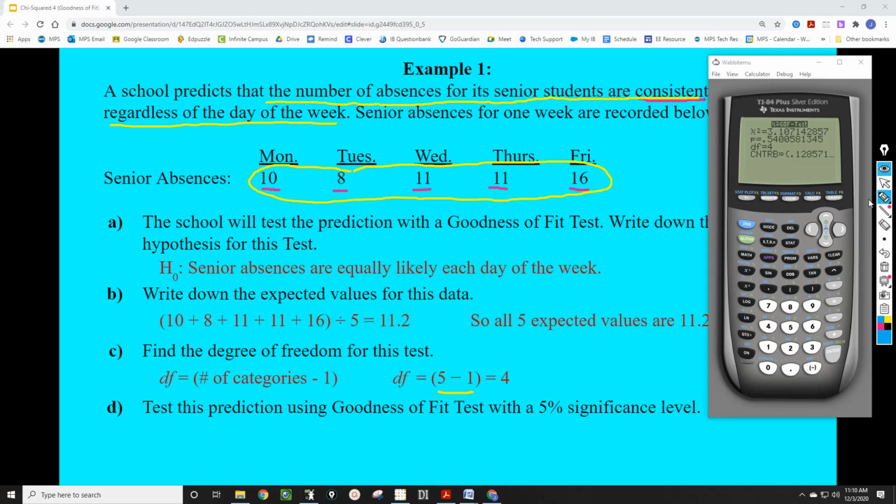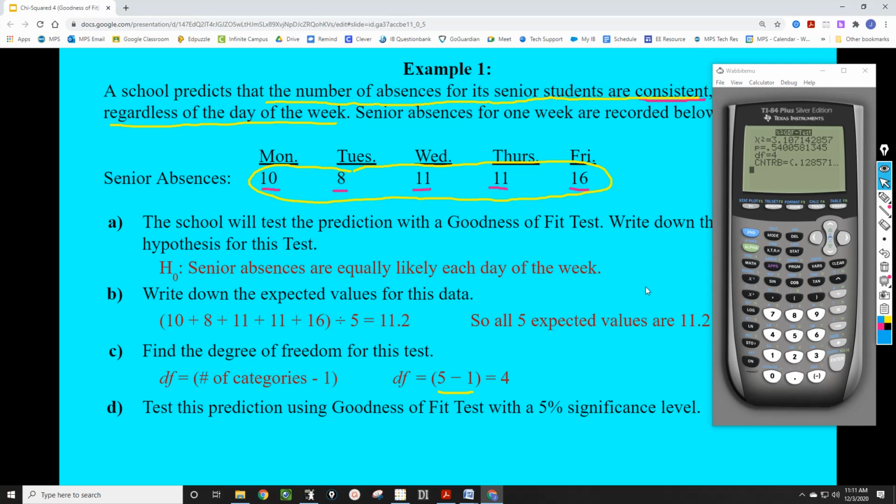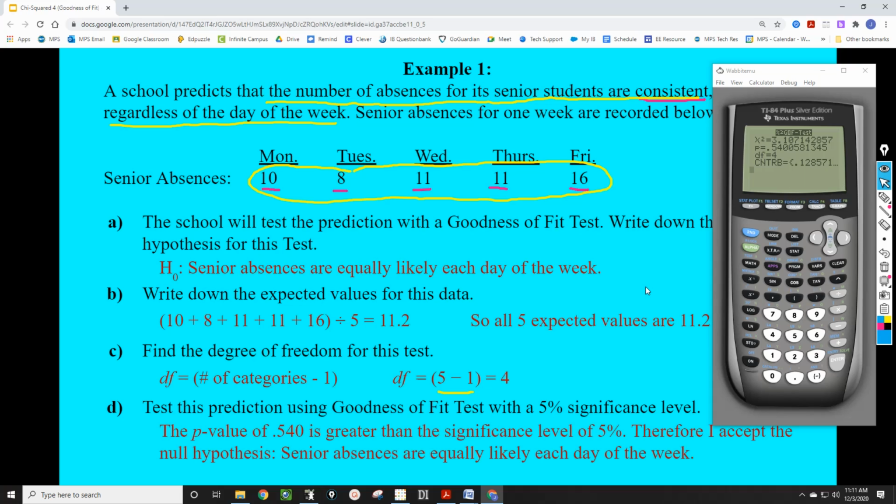Remember, p-value test is sort of the opposite of the chi-squared value test, where we are looking for our p-value to be bigger than our percentage for the significance level. And if our significance level is 5%, that's like 0.05 as a decimal, and we have 0.54. So our p-value is way bigger, so we are definitely accepting our null hypothesis. So for our final conclusion to the test, we can say that the p-value of 0.540, 3 significant figures, is greater than the significance level of 5%, or 0.05. Therefore, I accept the null hypothesis.